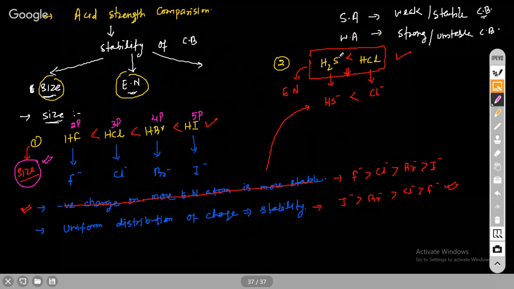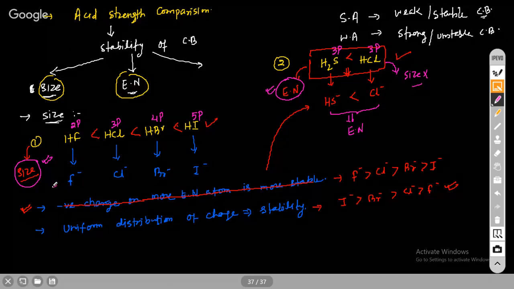But here you see both sulfur and chlorine belong to third period, right? This has 3p orbital, this also has 3p orbital. The same orbital we have here. So here the size factor is not dominating, but electronegativity factor is dominating. So we consider the stability of conjugate base according to what? According to electronegativity factor. Here we consider according to size factor.